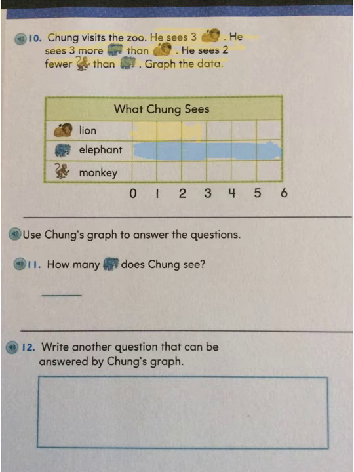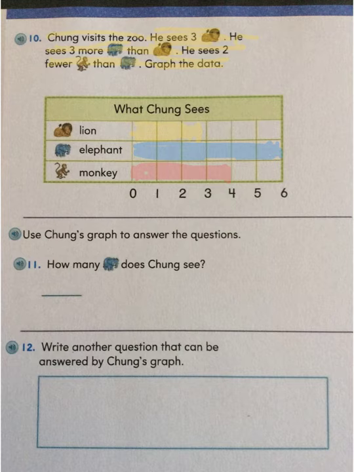Okay. Monkey. He sees 2 fewer monkeys than elephant. Well, elephant we know has 6. 2 fewer means we're taking away or subtracting. So 6 take away 2. If you need to use your fingers, that's fine. 6 take away 2 is 4. So I'm going to use a different color for monkey. Mine's kind of a pink. Okay, color in 4 if you didn't do that.